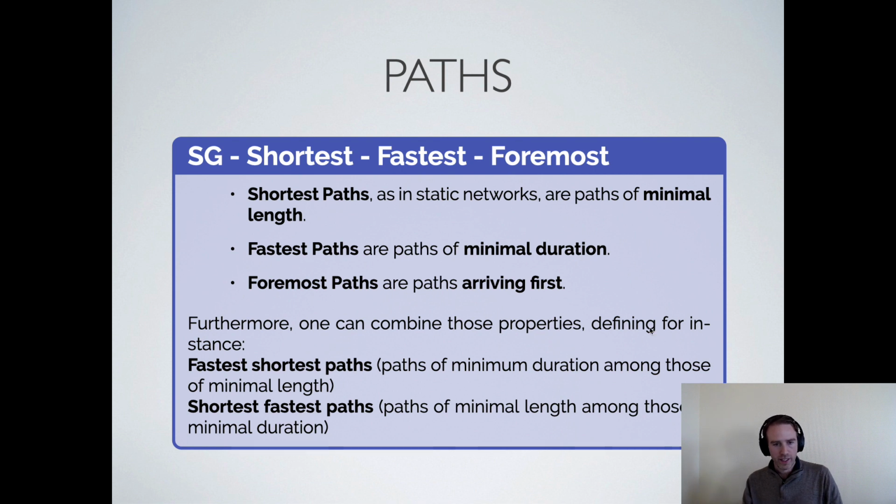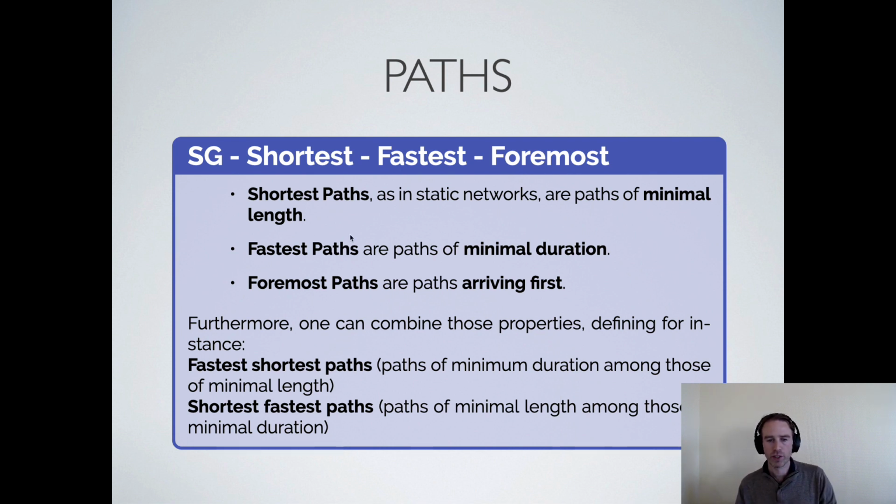So now we see that it's a little bit more complex to define a shortest path. Again, the shortest path is just the path with the minimal length. But we can also define a fastest path, which is the path of minimal duration, and the foremost path, which is the path arriving first. Depending on what you're interested in, you might want to reach the node as soon as possible, like in this situation, so the foremost path. If you want, for instance, to send information to someone, you might be interested in the foremost path.